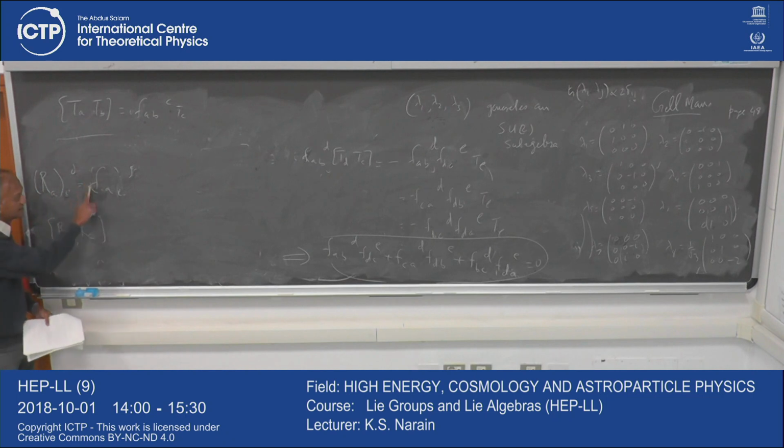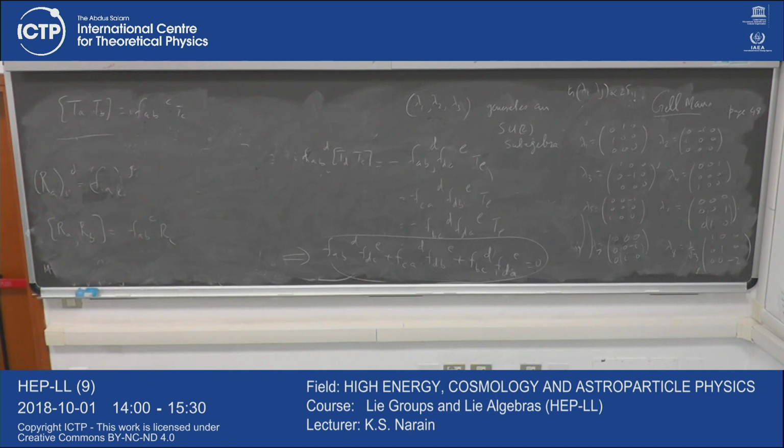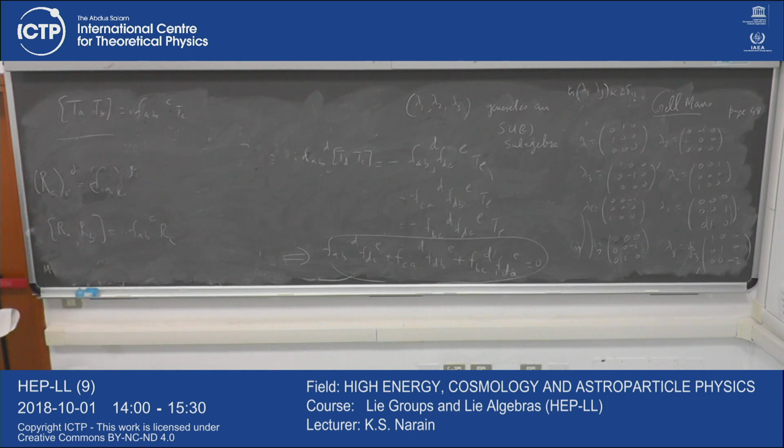It could be that there is a minus sign here, which means maybe this is IA. You can check. Basically what you want to check is this relation: RA, RB equal to FABC, RC. That's what you should find. Again, there may be some coefficient here, sign or something like that. But this is what you want to check. Okay, so please check this.